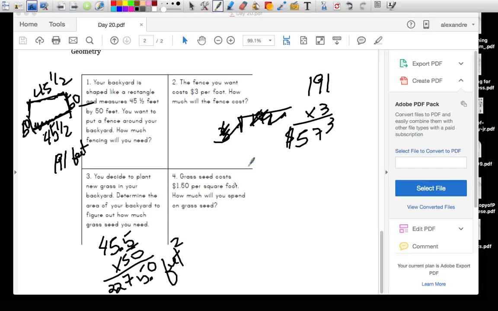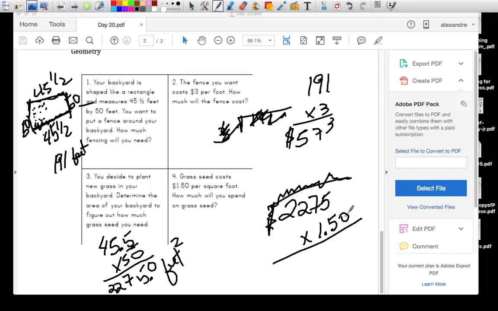Okay, so grass is going to cost me $1.50. Wow, it's going to cost me a lot of money. So if I have 2,275 square feet of area available, and I need to put grass inside of this, I divide it by 150. No, I'm going to multiply. I'm sorry. Why am I dividing? Same thing at the top. 2,275 square feet. Now multiply by 1.50.